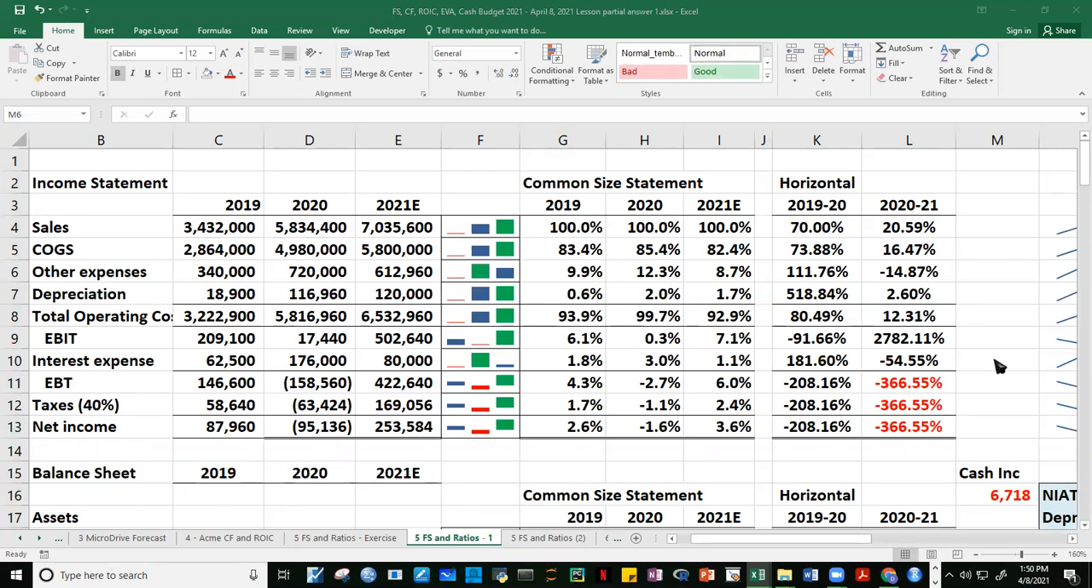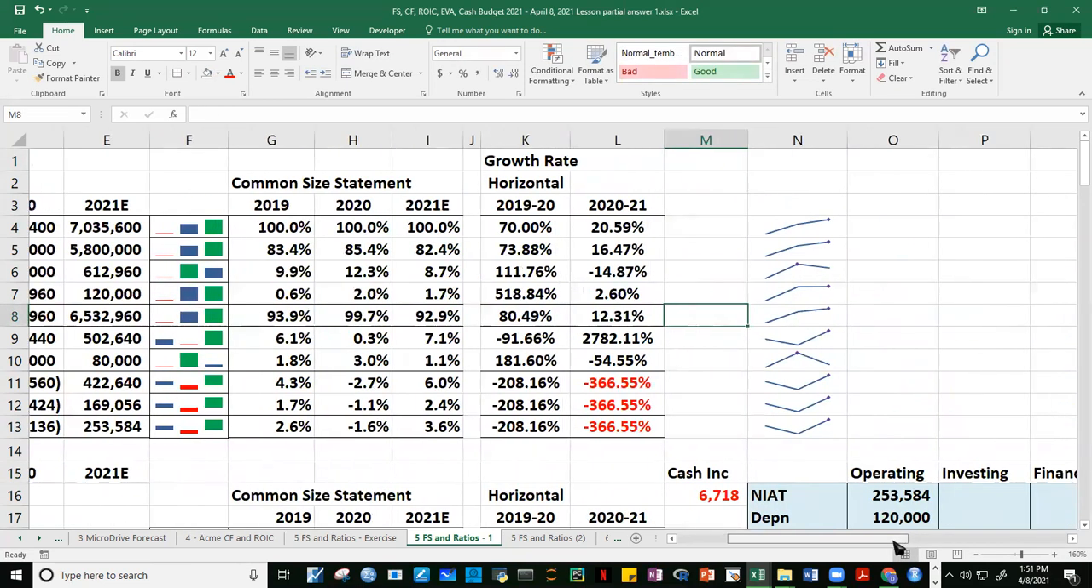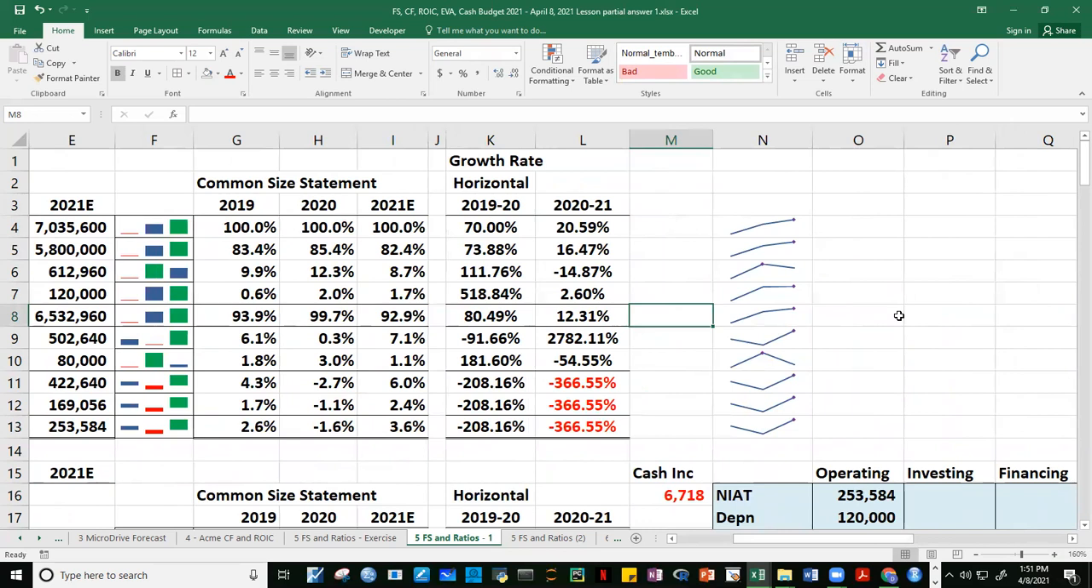Sir, paano po ulit yung horizontal? Ang horizontal, i-compare lang natin, no? 2020 divided by 2021 minus 1. This is simply your growth rate. Naalala niyo, guys, yung high school, paano nyo kinocompute yung growth rate? Okay, what were you taught about growth rate?